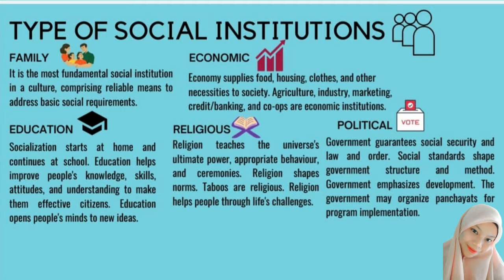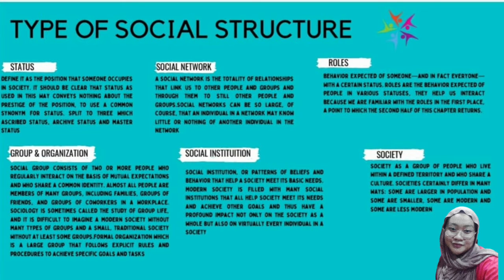Meanwhile, political is the government, as a political entity, implements the regulatory task of law and order and ensures societal security. The established pattern of behavior in a community determines the form of government and its mode of operation. Development work is becoming a key government obligation. For successful program execution, the government may democratize its operation by establishing local self-governance structures such as panchayat at various levels. There are 6 types of social structure: status, social network, roles, group and organization, social institution, and society.